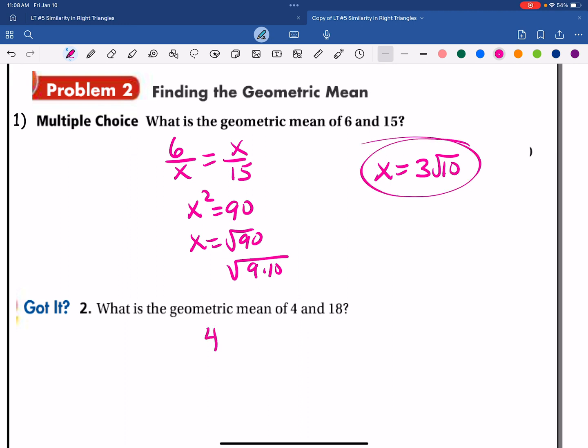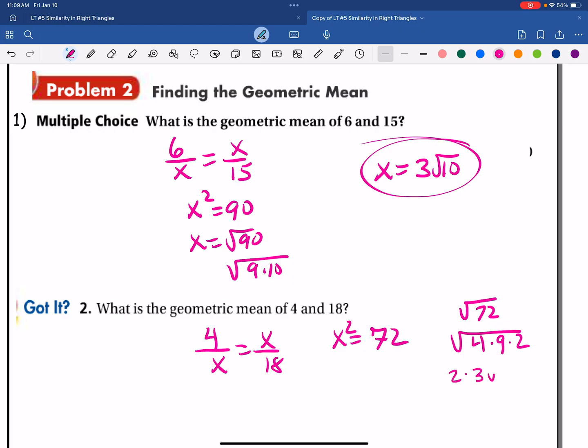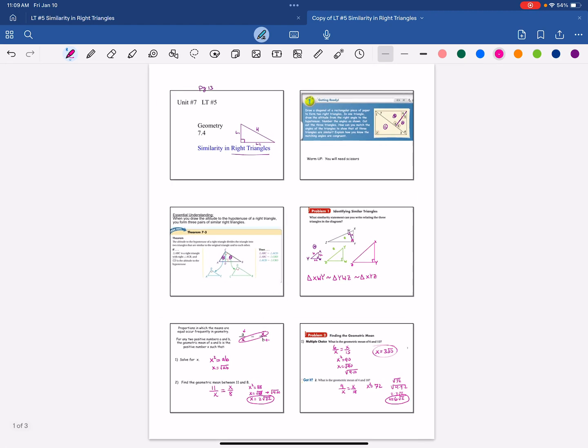Down here, 4 is to X as X is to 18. Cross multiply, X squared equals 72. The square root of 72 is 4 times 9 times 2. The square root of 4 is 2, and the square root of 9 is 3, so I get 6 root 2. I did that kind of quickly. So the simplified root is 6 root 2. Let's go to the next slide.